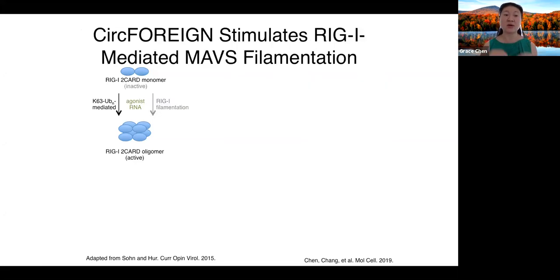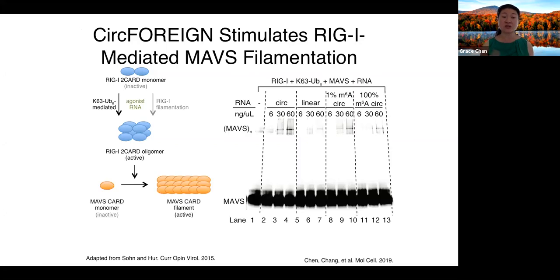So then we asked, okay, is the polyubiquitin chain essential for RIG-I activation? And is that enough to then see the next step, which is to induce MAVS to also form filaments? Again, we're using this in vitro system. This is a native gel where you can see this band that corresponds to MAVS filaments. And as we increase the concentration of CircFOREIGN, we see a nice strengthening of the concentrations of MAVS filaments. We do not see that as much with the linear RNA control.